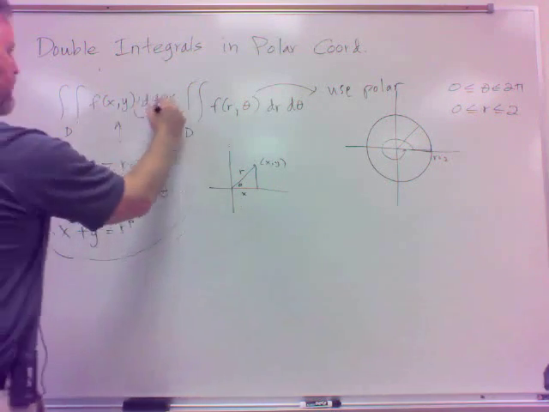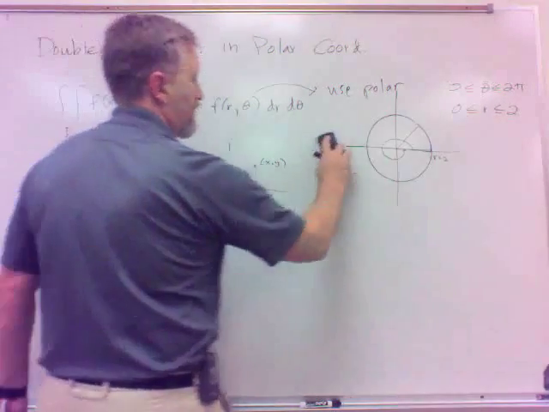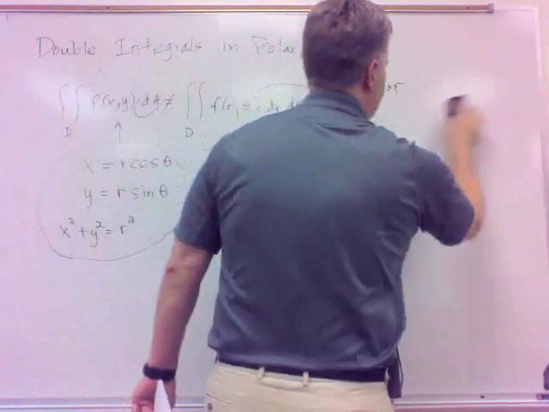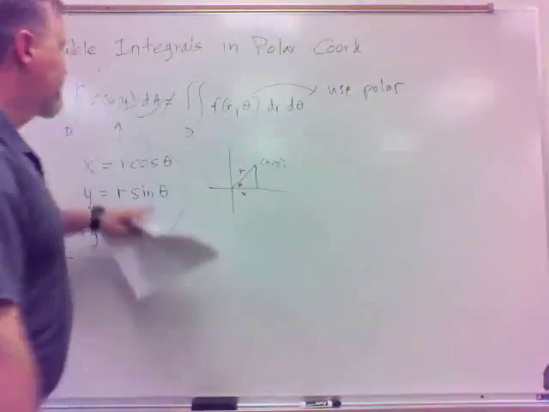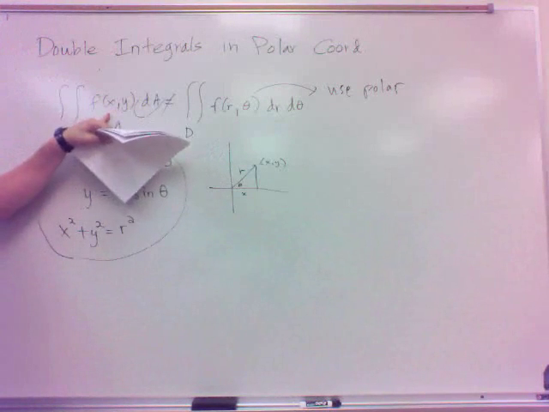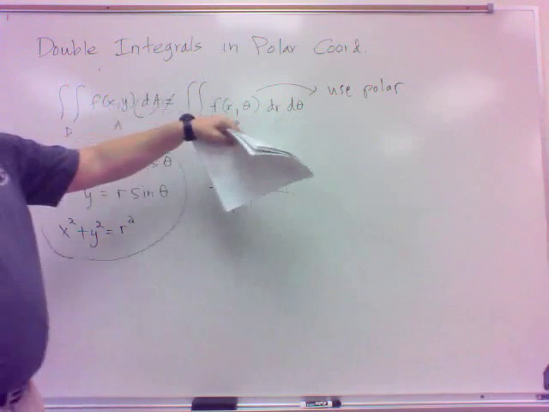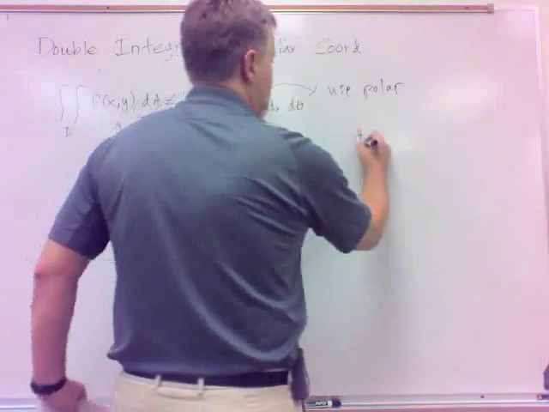Now the other thing is this dA. It's not just a straightforward dA turns into dr d theta, because when we were just using Cartesian coordinates, dA was dx dy or dy dx. But unfortunately, dA does not equal dr d theta.